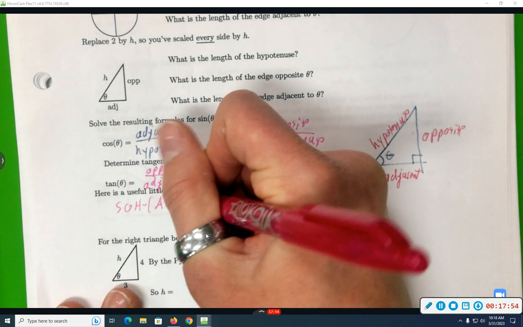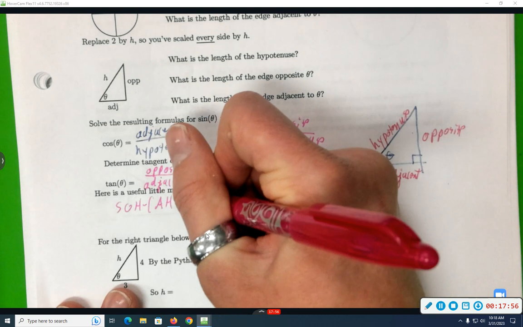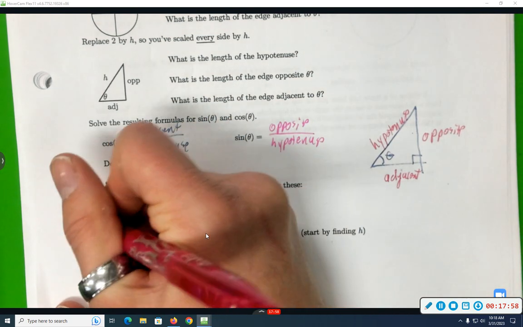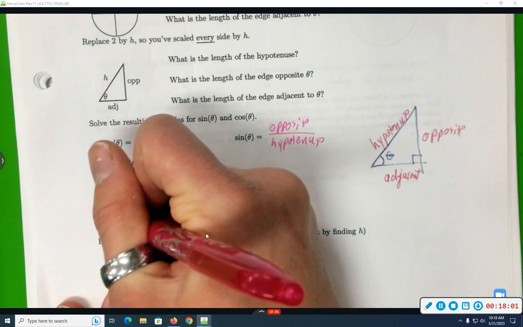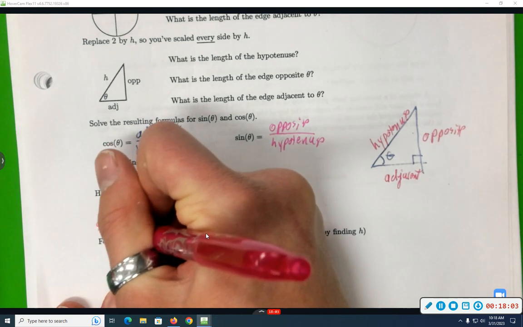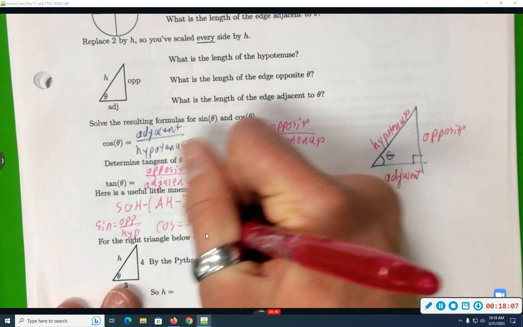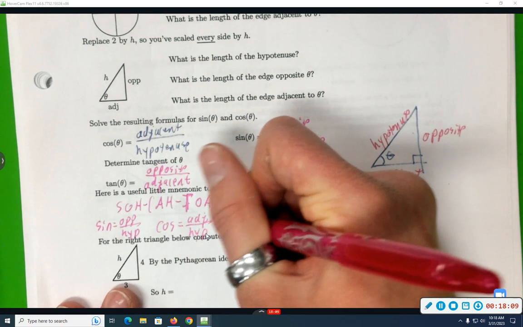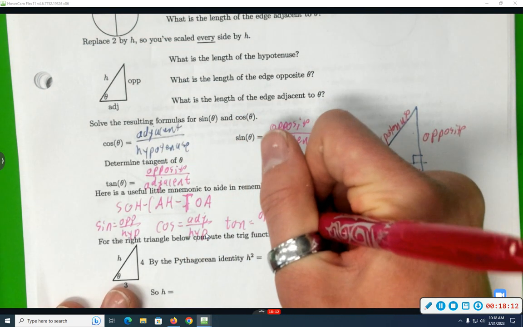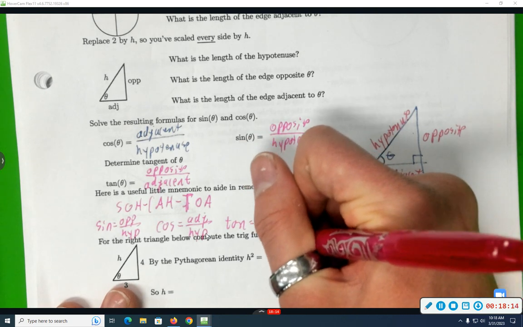And there's no ideas in that, right? Toa is spelled with a T, indicating that sine is opposite over hypotenuse, cosine is adjacent over hypotenuse, and tangent is opposite over adjacent.